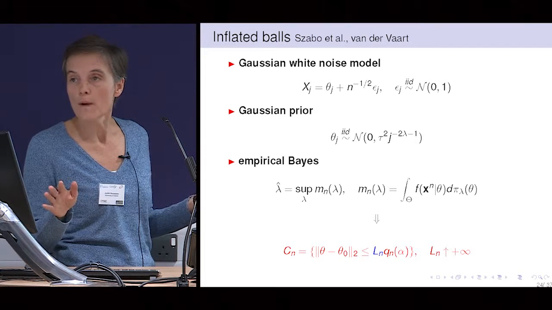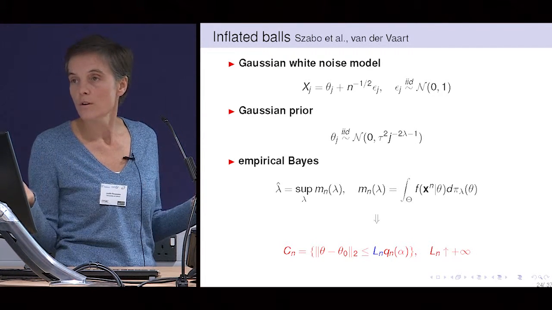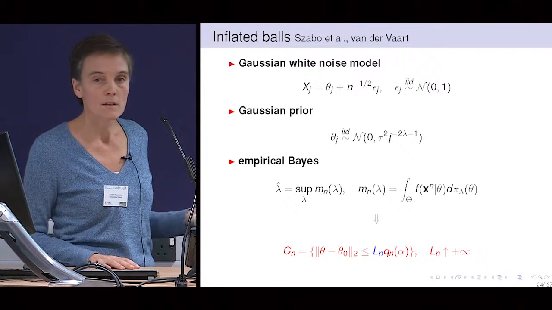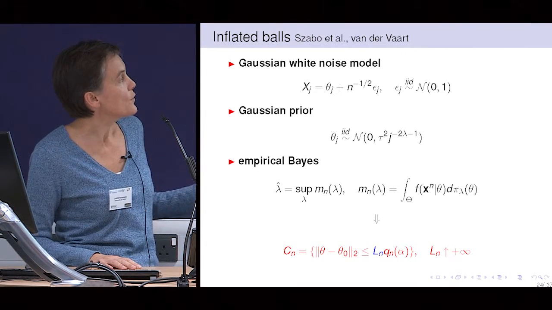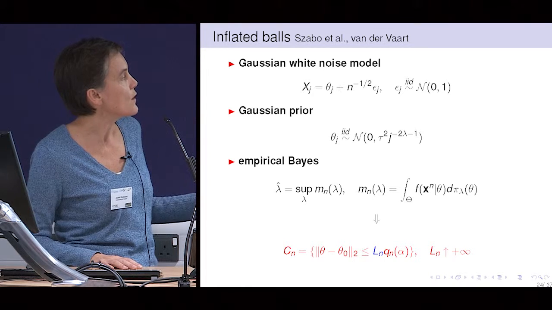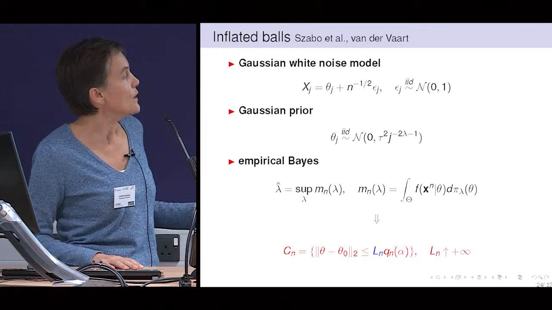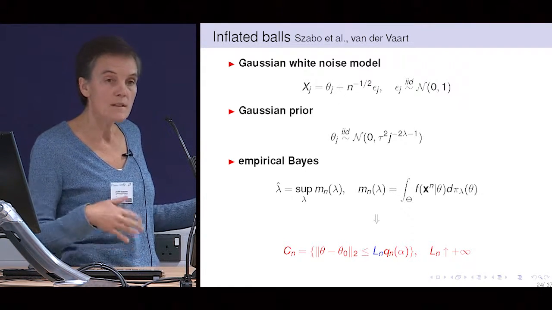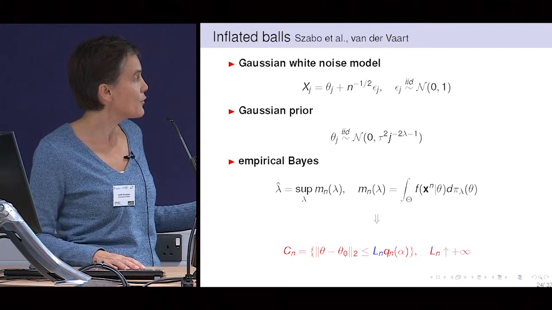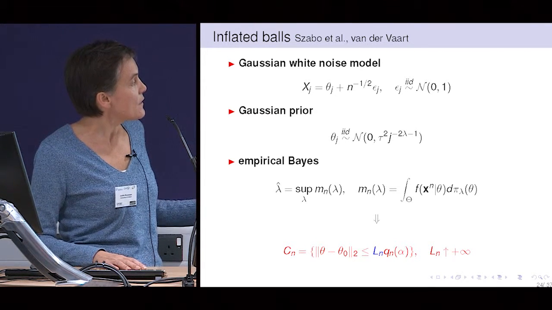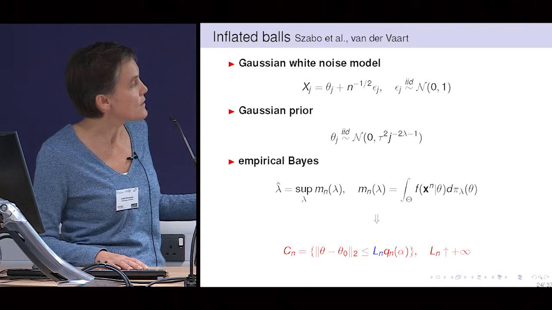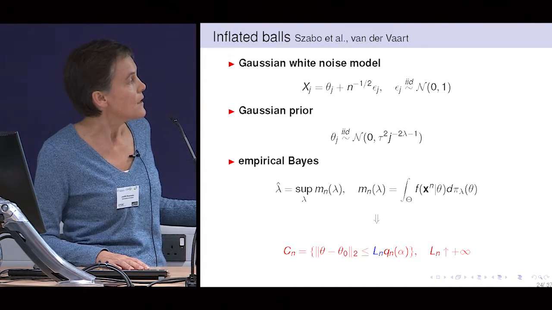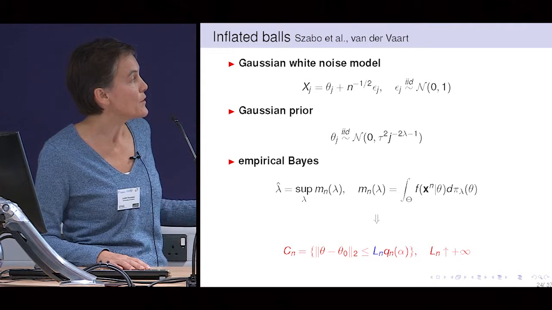If things don't work well in the white noise model, they are going to work terribly in every other model somehow. So if you put a Gaussian white noise model here and then a Gaussian prior on the parameters, you get a Gaussian posterior distribution, so you know exactly the shape of your distribution. Here you put a Gaussian prior on the parameters with a variance that goes to 0 at a certain rate, and the rate depends on these hyperparameters.